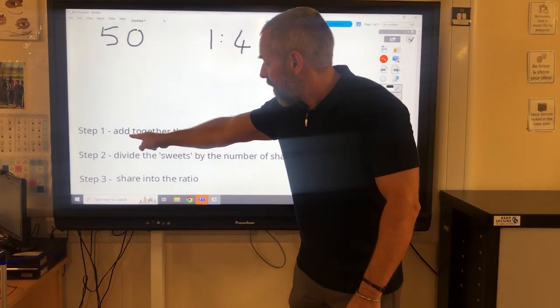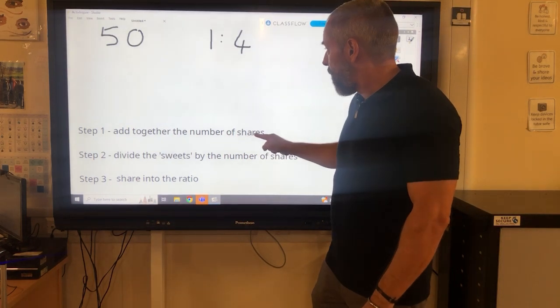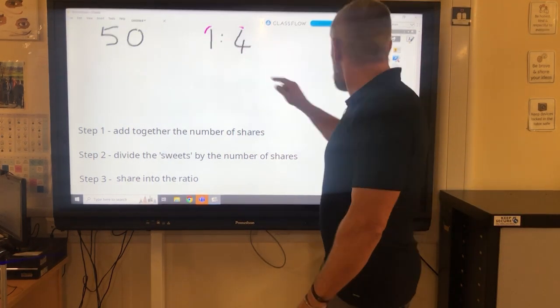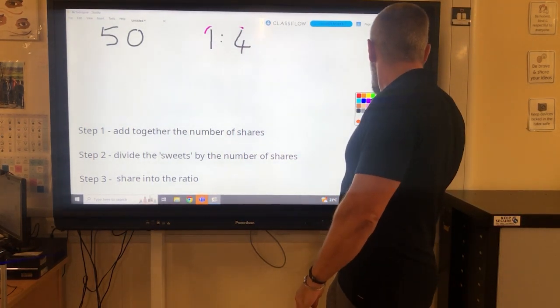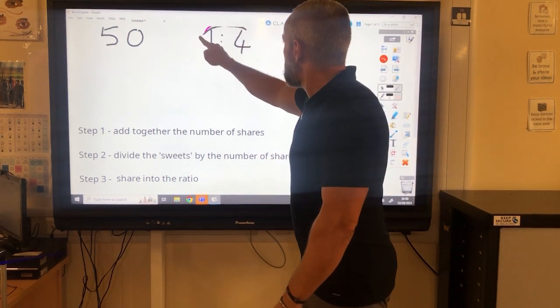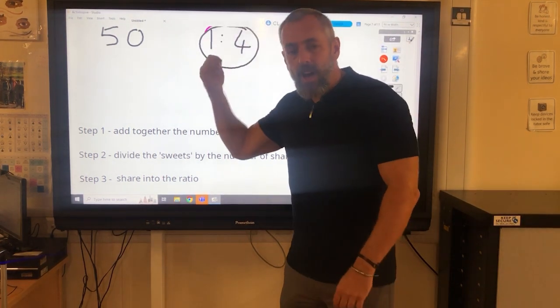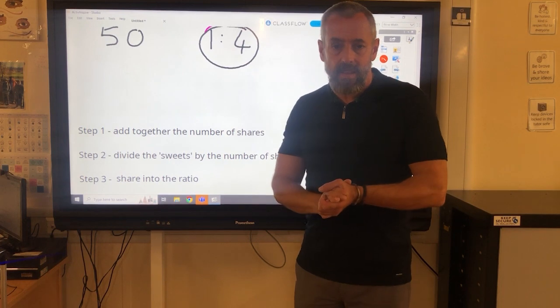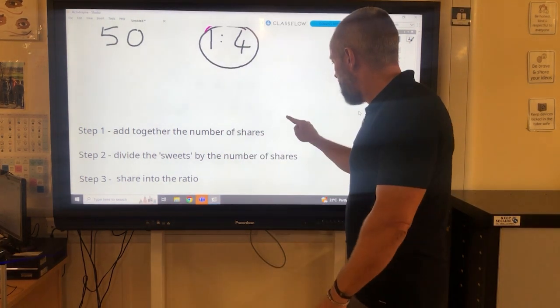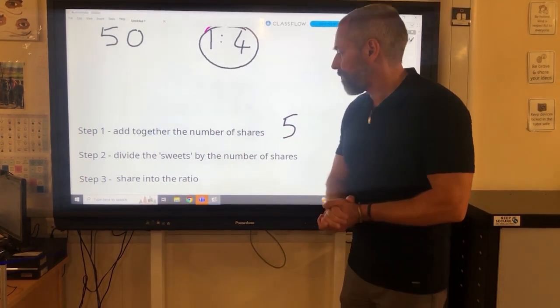So step 1, add together the number of shares. That's this information here. These are the number of shares. We're going to add that together. So 4 plus 1 will give us 5.